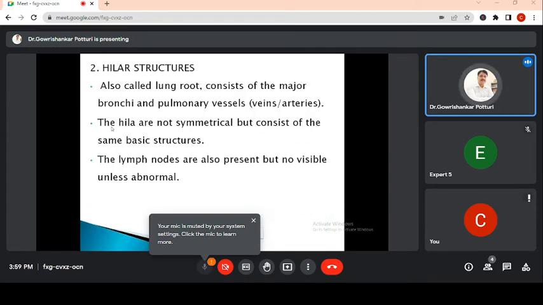Hilar structures, also called the lung root, consist of the major bronchi and pulmonary vessels, veins and arteries. The hila are not symmetrical but consist of the same basic structures. The lymph nodes are also present but not visible unless abnormal.